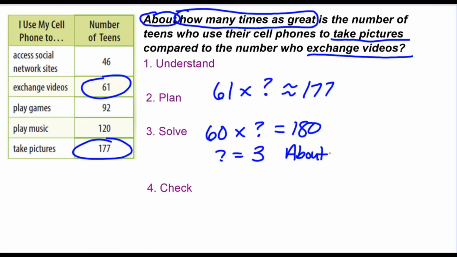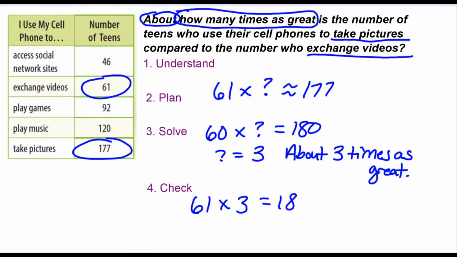So my answer is about 3 times as great. And then when I check, 61 times 3 is 183, and that's pretty close to our 177 teens. So again, right there, went through the 4 steps of the problem-solving plan. Again, it probably took a little bit longer than it would for you because I was explaining every step as I did it, but I did do every step in the 4-step plan.